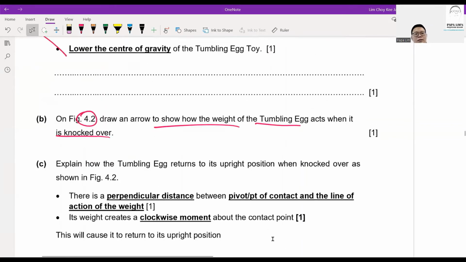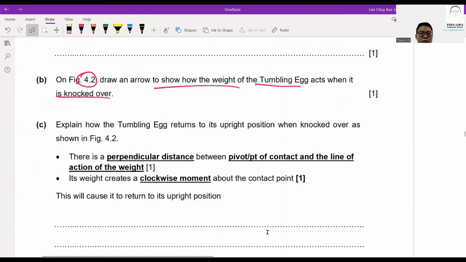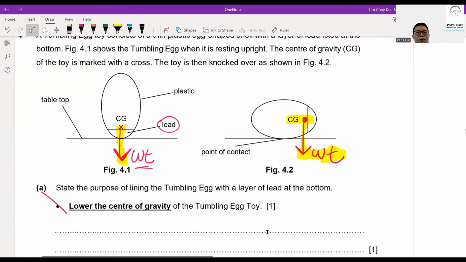Now, how does the egg get upright? This is what we mean by stable equilibrium. So some of the keywords that we have for stable equilibrium, you must remember. Now the pivot is here, and because there is a distance between the weight and the pivot, the weight will have a clockwise moment about the pivot here. Because of this moment, you'll find that the egg will rotate clockwise and swing upwards straight away.